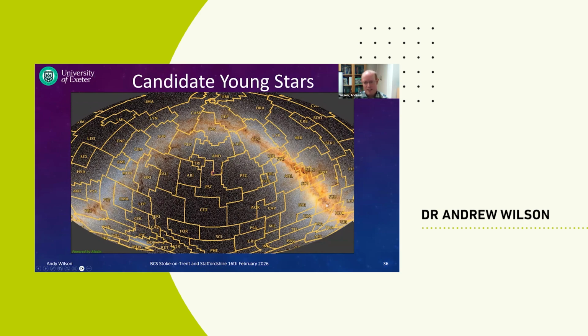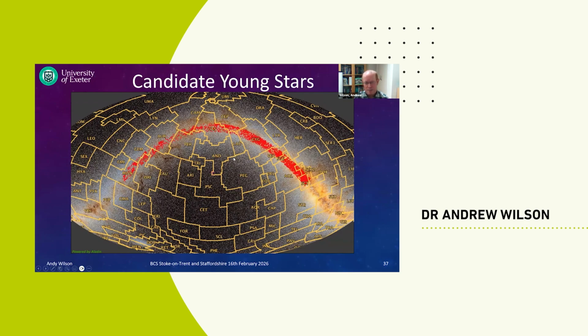And what we have here is the galaxy, with the brighter bits being all the stars, and the yellow and darker bits being where there's dust blocking the more distant stars. And then this is where I do my survey. This is where I combine the results from multiple surveys to find candidate young stars.